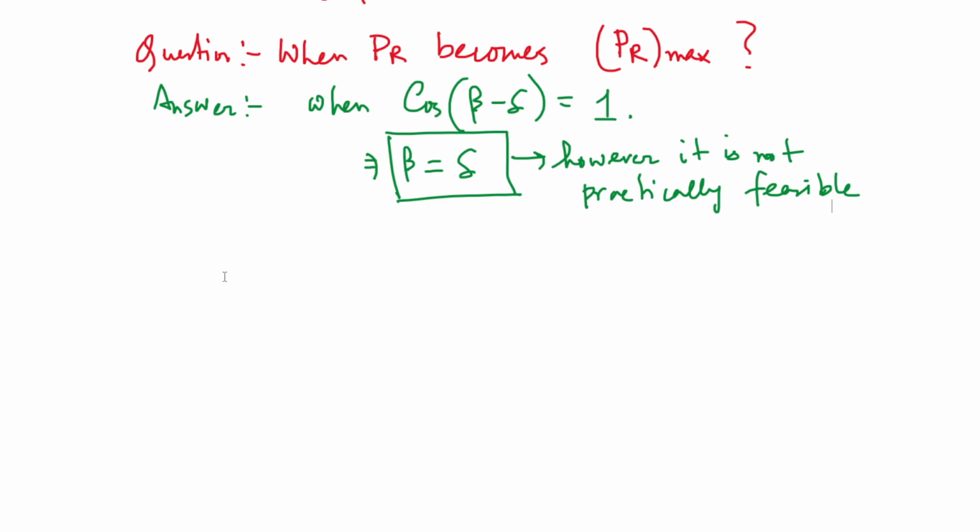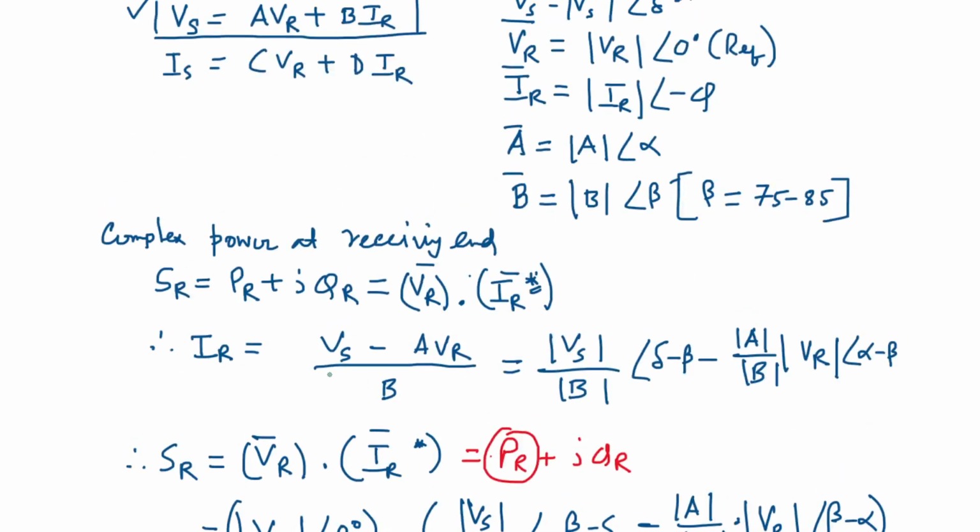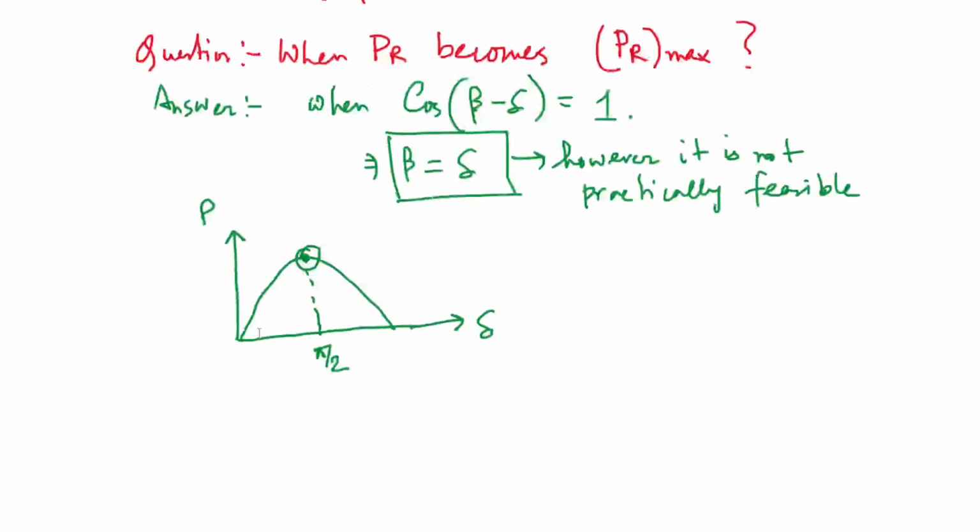Why? Because the power delivered to the load follows this curve. On the x-axis, we have delta. On the y-axis, we have P, active power. The maximum power is at this point. This is pi by 2. Now, as I already mentioned, the practical value of beta is 75 to 85 degrees. So if beta is equal to delta, then delta should be operated at this point, near 90 degrees.